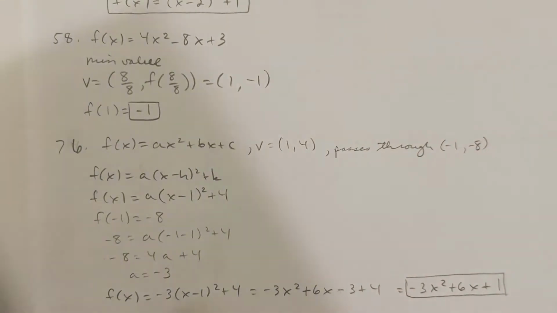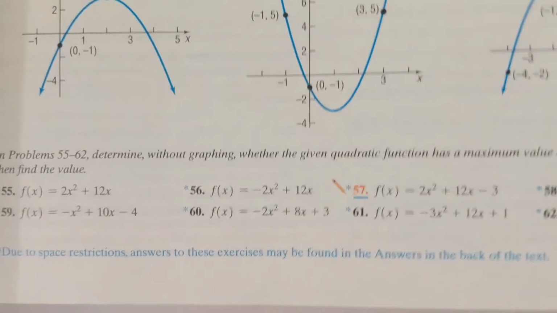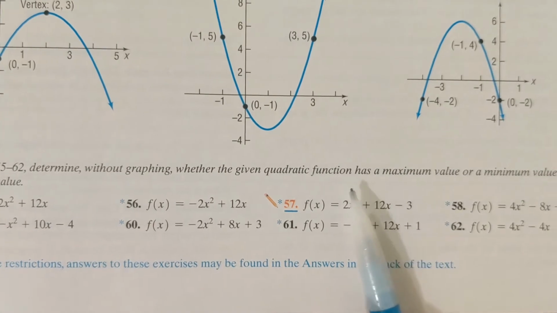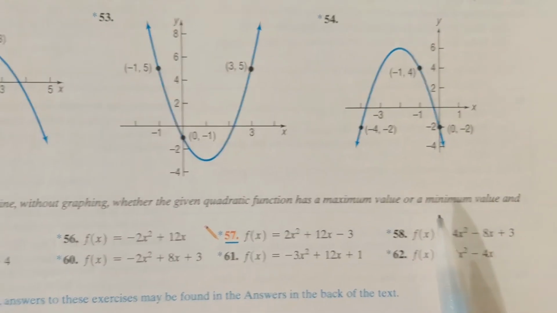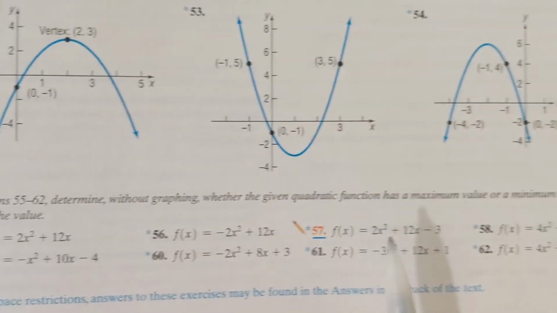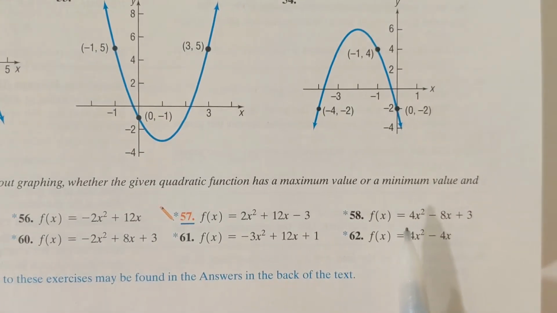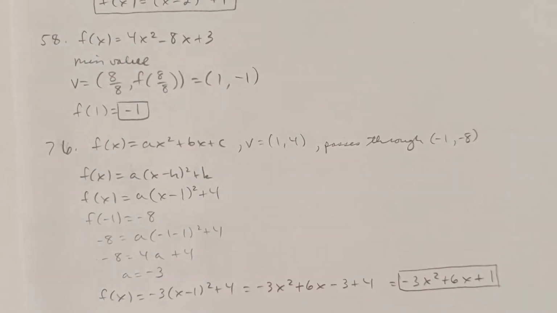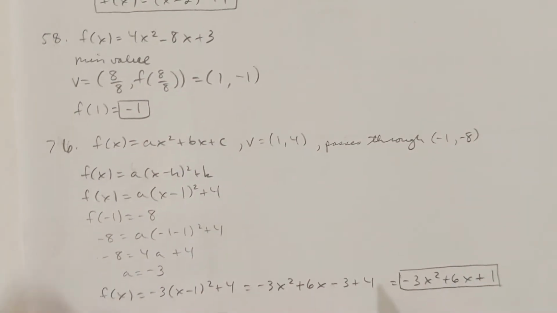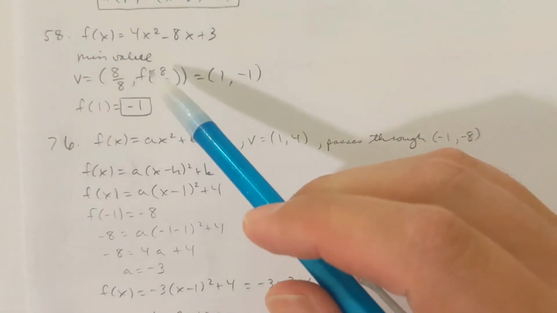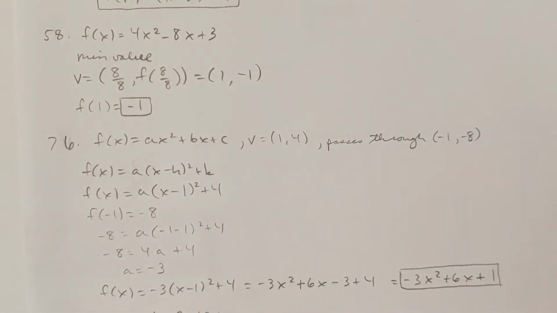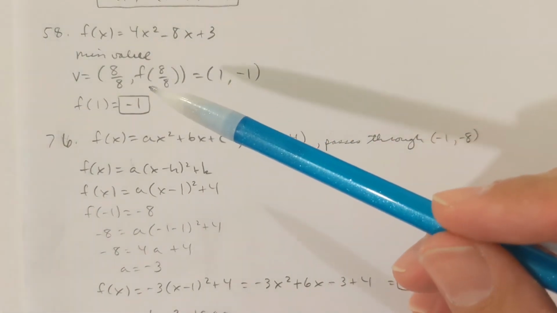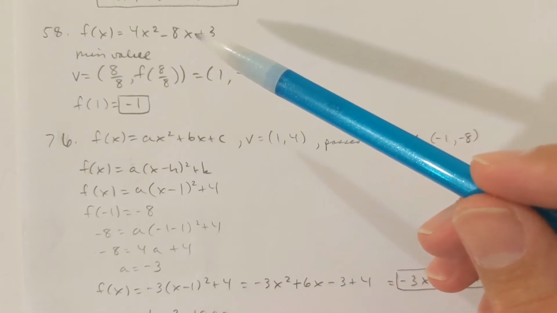Problem 58. Determine without graphing whether the given quadratic function has a max or min value, and then find the value. So here's problem 58. f(x) = 4x^2 - 8x + 3. We can know right away that the function is going to have a min value because the a value is positive. And so the vertex is what we need to compute.